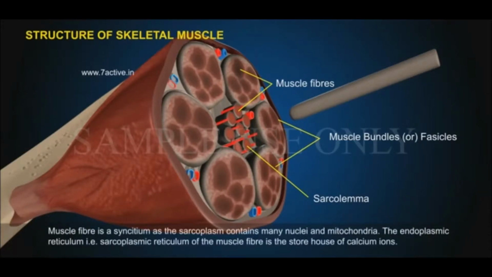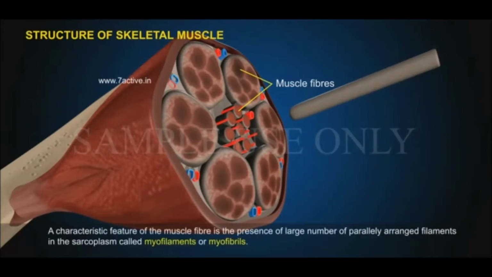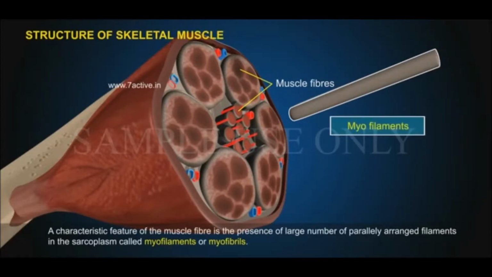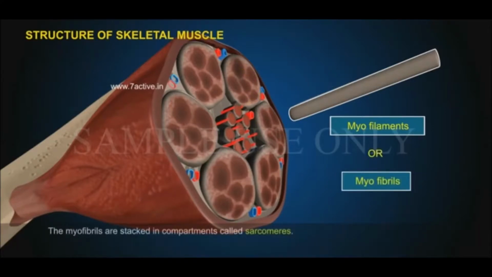The sarcoplasm of the muscle fiber contains many nuclei and mitochondria. The endoplasmic reticulum, that is, the sarcoplasmic reticulum of the muscle fiber, is a storehouse of calcium ions. A characteristic feature of the muscle fiber is the presence of a large number of parallelly arranged filaments in the sarcoplasm, called myofilaments or myofibrils. The myofibrils are structured in compartments called sarcomeres.